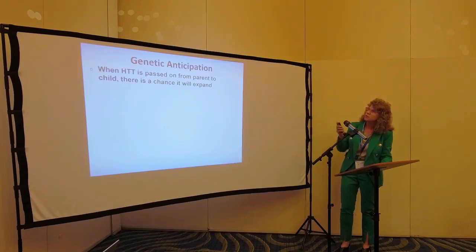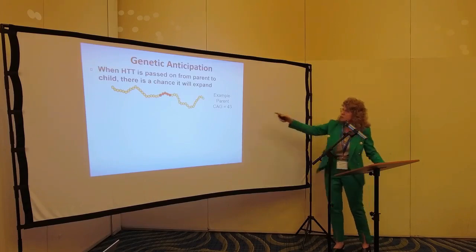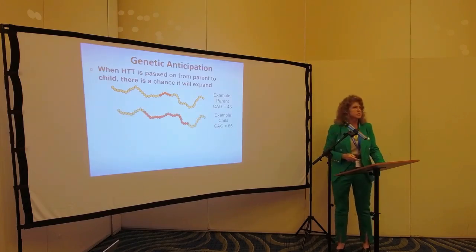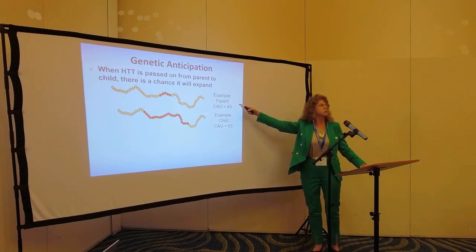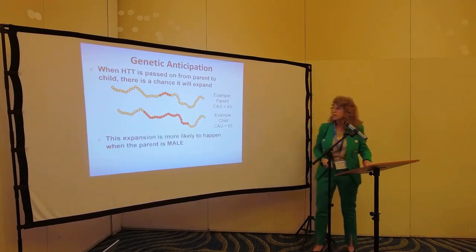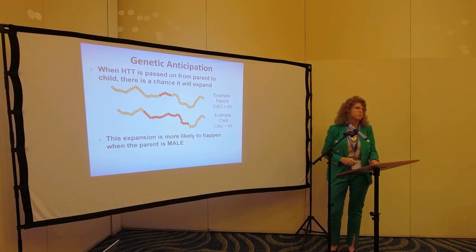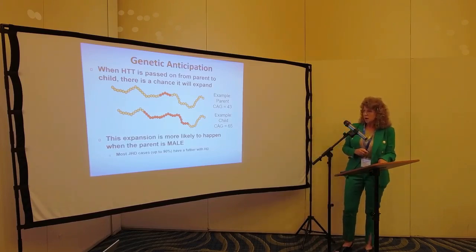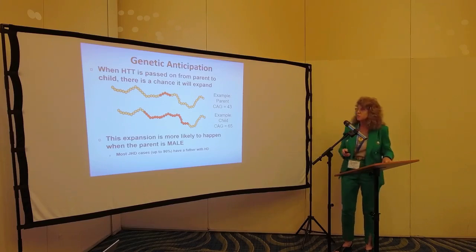Anticipation. When HTT is passed on from a parent to a child, there's a chance it'll expand. So as an example, a CAG of 43 in a parent can expand in a child to 65. So the parent will have adult onset Huntington's, the child will have JoHD. The expansion is more likely to happen when the parent is male. Okay? Now, it's not every single time. Most JoHD cases, up to 90%, have a father with HD. Remember, that's not everybody, right? There's still JoHD families where it comes from mom.